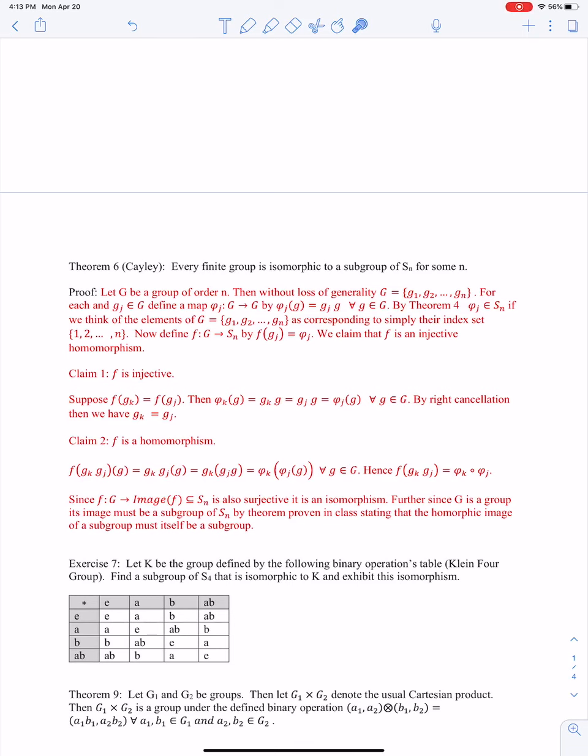But furthermore, since G is a group, and we know that the image of a subgroup is a subgroup in the big set, then I know that the image of F is a subgroup of S_n. Therefore, G is isomorphic to the image of F, which is a subgroup of S_n, and I am done.